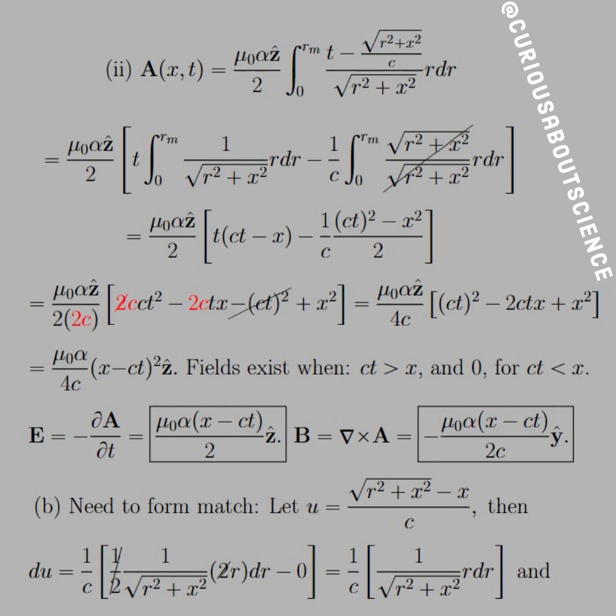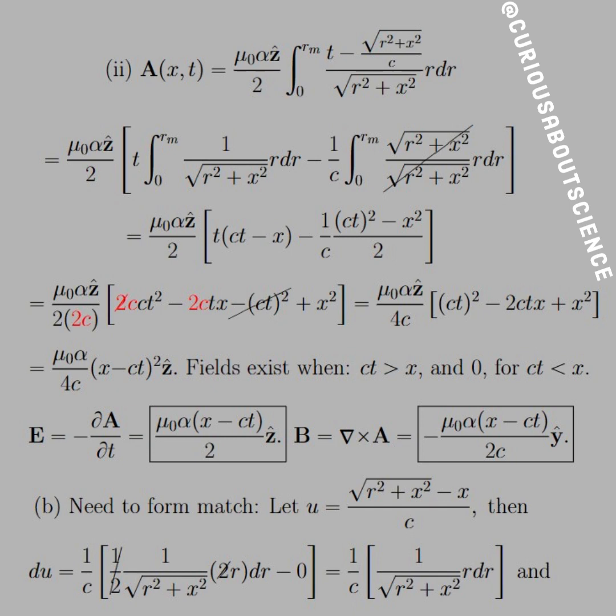Whereas B, again, is just a curl. We go to the y direction. We have that negative attaching. And the x, you have to take the 2 down from the power rule. But we don't have anything else to multiply for the chain rule, so we're good to go. Now all we need to do is form match for part B.